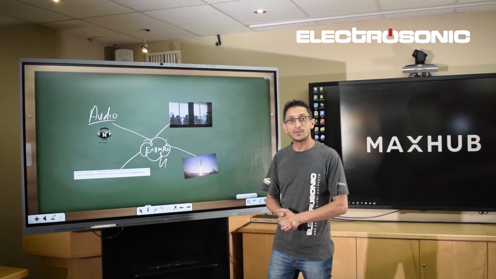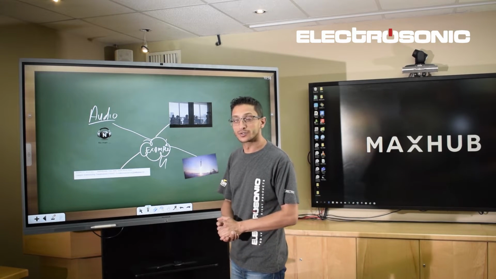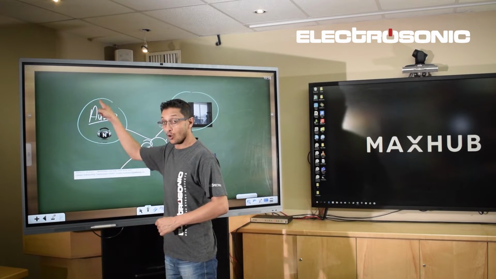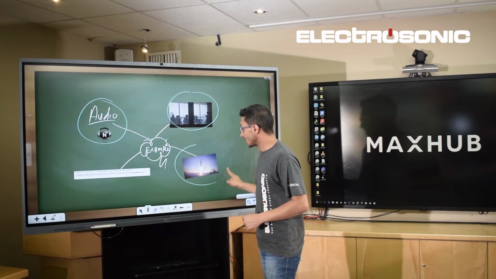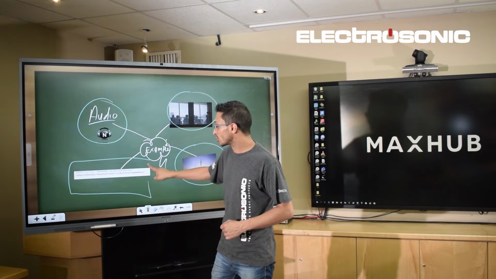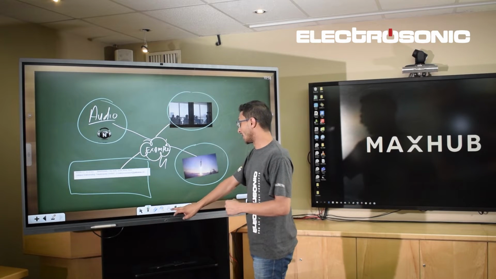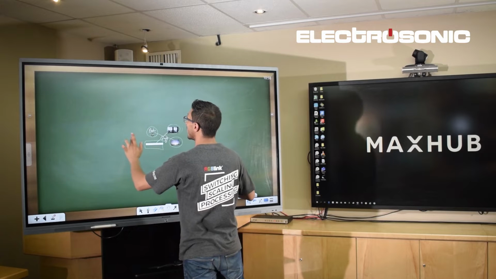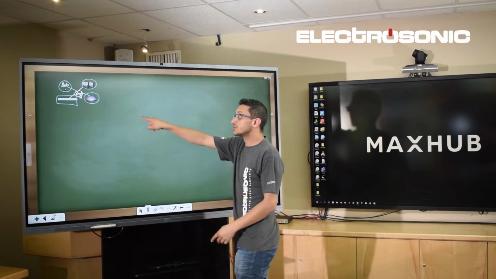With the MAXHUB, you are able to import the following content onto the whiteboard: video files, audio files, JPEG images, as well as any content that you desire to crop from the internet. And once you've got all this information and you require more space, you are able to minimize, put it aside, and continue your workflow.